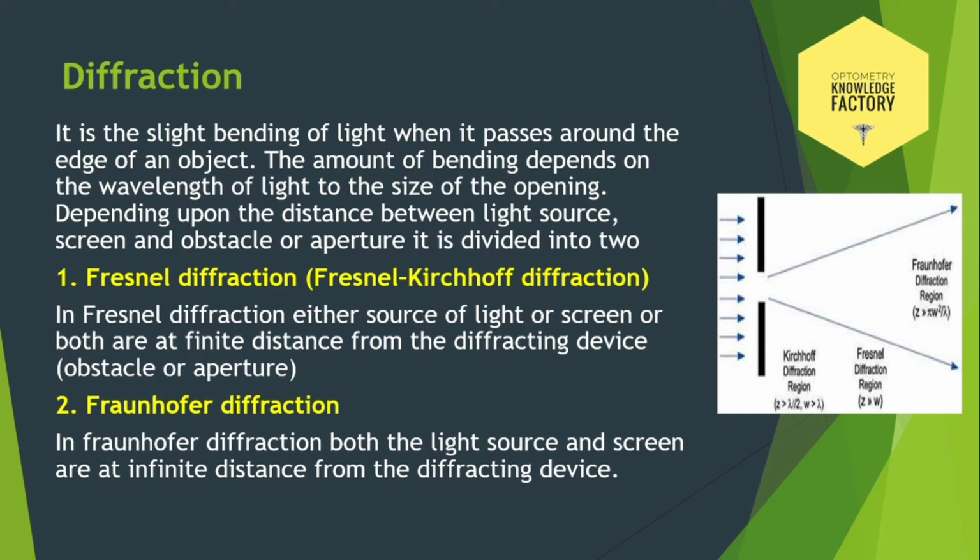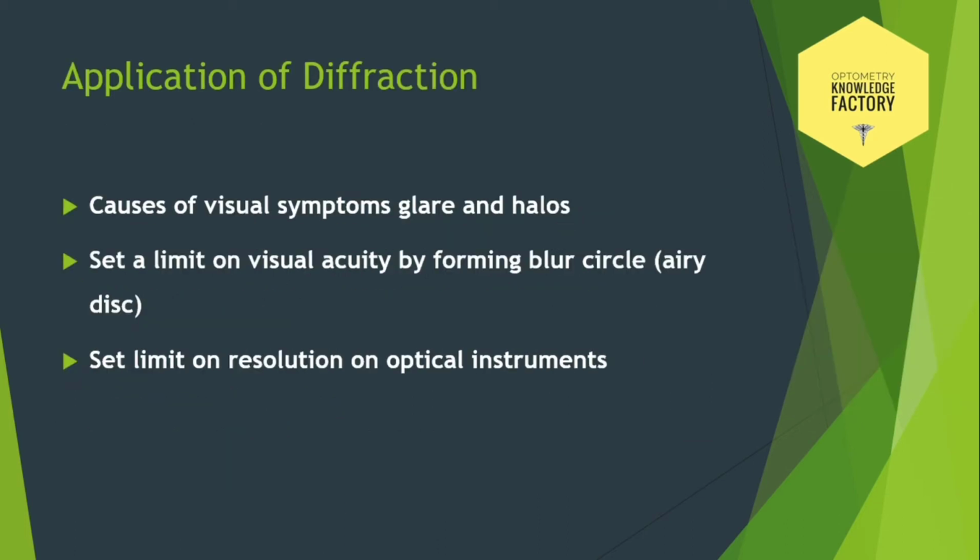Depending upon the distance between the light source or screen and the obstacle or aperture, it is divided into two: Fresnel diffraction and Fraunhofer diffraction. Fresnel diffraction, which is also known as Fresnel-Kirchhoff diffraction: either the source of light or the screen or both are at a finite distance from the diffracting device. The diffracting device consists of an obstacle or aperture. Fraunhofer diffraction: both the light source and screen are at an infinite distance from the diffracting device.